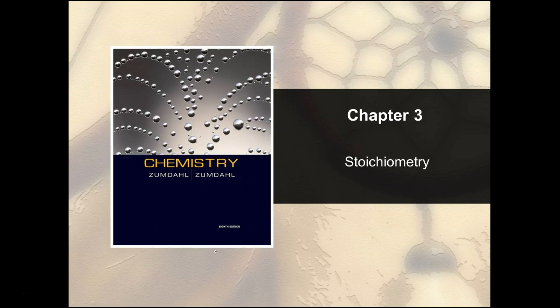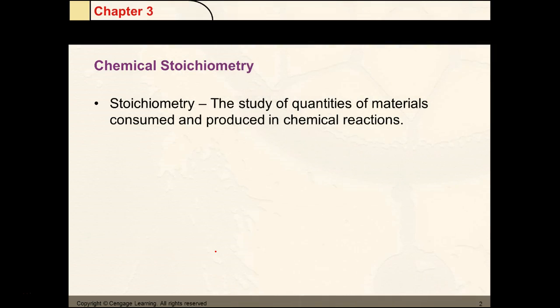But just to review, let's start out and remind ourselves that stoichiometry is the study of quantities of materials consumed and produced in chemical reactions. All that means is if we're doing calculations with a chemical reaction, they're usually referred to as a stoichiometric calculation. We're looking at the products, we're looking at the reactants, and we generally need to do a few calculations in order to change our products into reactants or our reactants into products and see how much we should end up with.